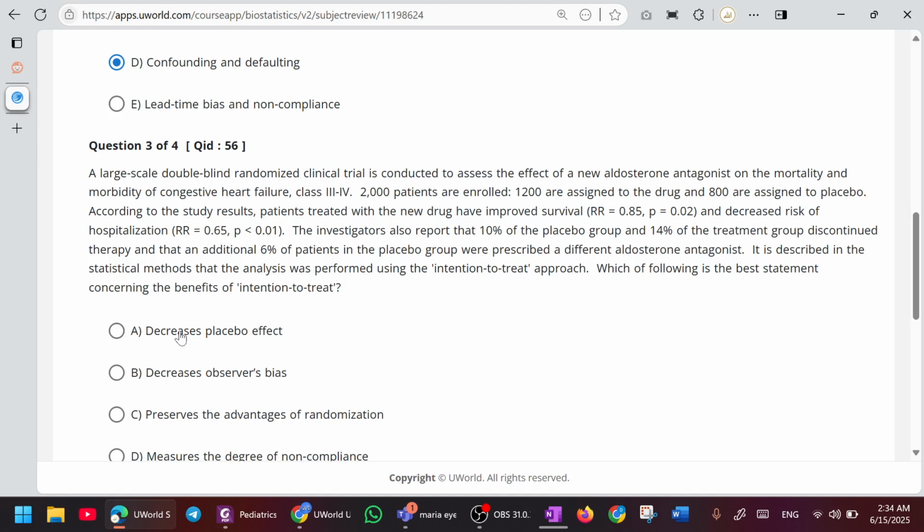The investigators also report that 10% of the placebo group and 14% of the treatment group discontinued therapy, and that an additional 6% of the patients in the placebo group were prescribed a different aldosterone antagonist. It is described in the statistical methods that the analysis was performed using the intention to treat approach. Which of the following is the best statement concerning the benefits of intention to treat?